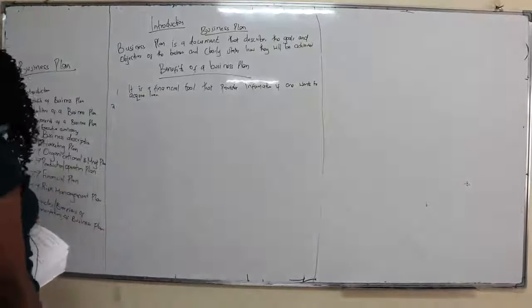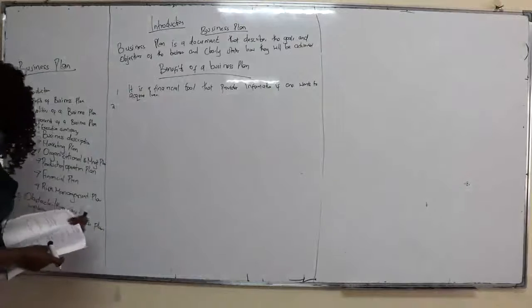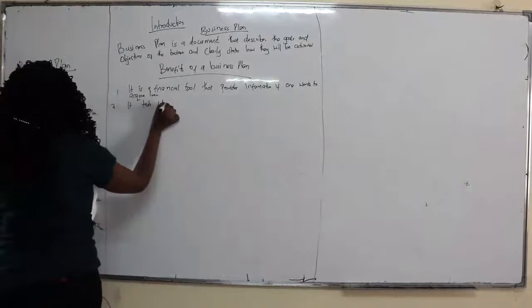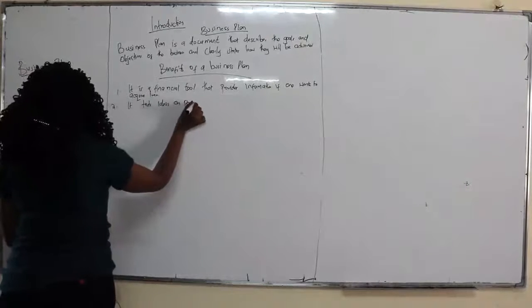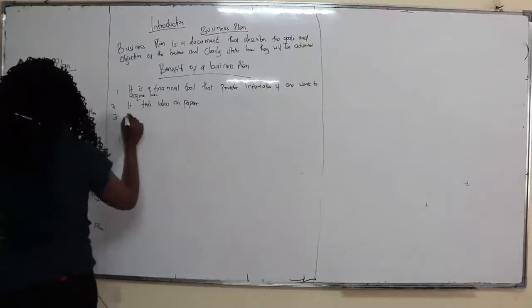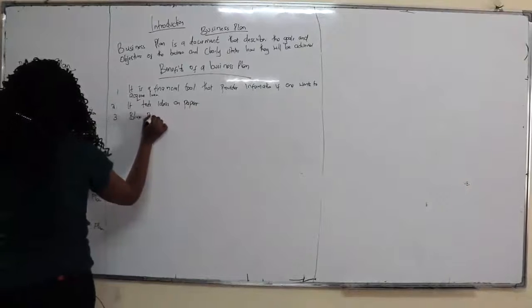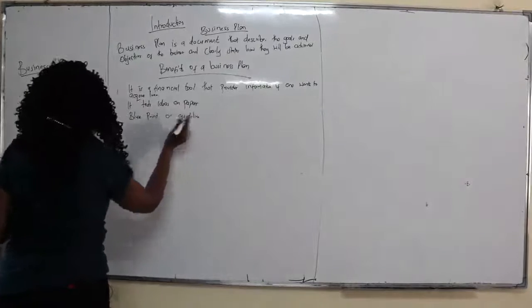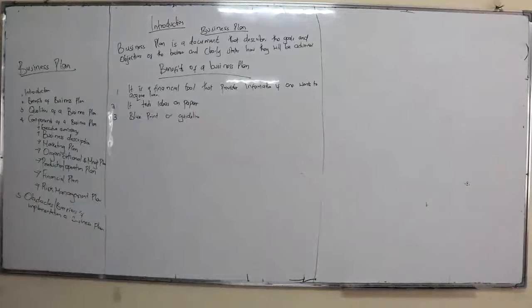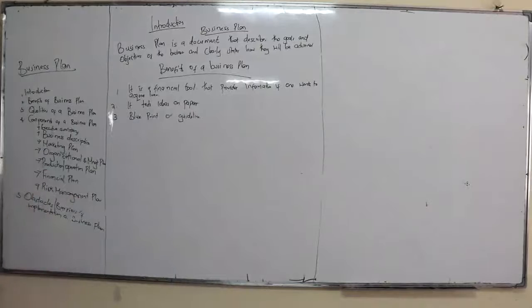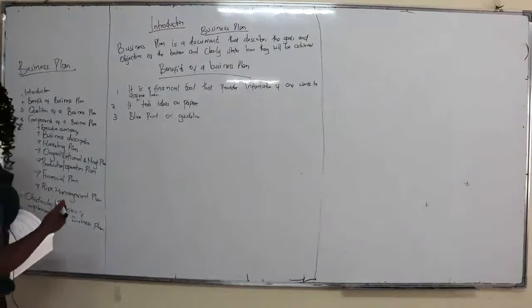The second benefit is that it tests ideas on paper. The third one is that it is a blueprint or guideline. It means that if you have a business plan, you'll be using it as a point of reference throughout when you will be implementing your business plan. So you will always be referring to whether you are still sticking to what you had intended to achieve or you've gone outside the goal.